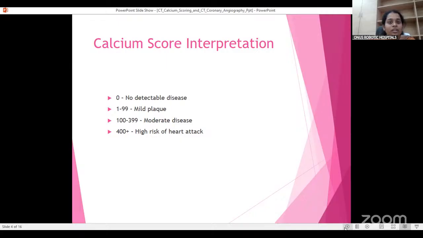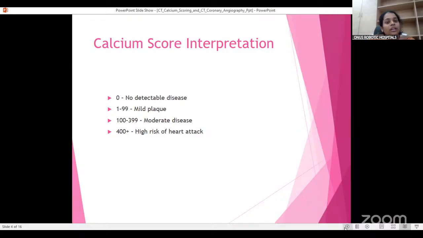1 to 99, we call it mild plaque. 100 to 399 is moderate risk, and 400 and above is high risk. So usually when the CT calcium score is 400 and above, we advise the patient to undergo the conventional angiogram. When the score is above 100 and less than 400, then we advise the patient to undergo the CT coronary angiogram, to rule out the amount of blockage and everything.